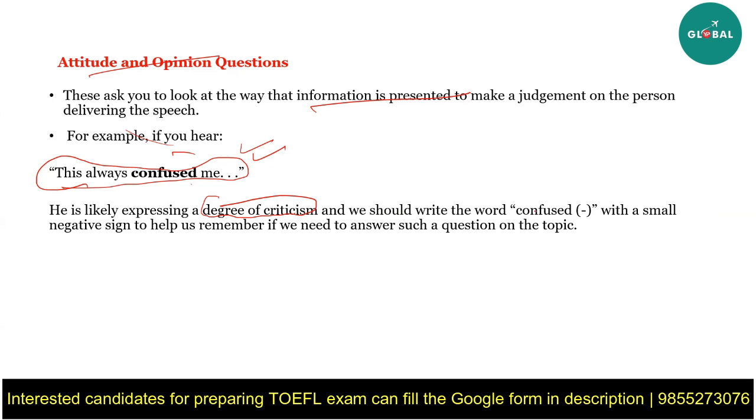Okay, so we should write the word "confused" with a small negative sign to help us remember if we need to answer such a question on the topic. Confused means a negative sign. It's a shortcut tip that you could use: a negative sign if someone is saying something negatively. Just suppose I gave you an example: the coach said to his team, "go and kill it." You could write it as a positive sign, because he wished them to perform well in the game, right? So that sort of notes you can take.